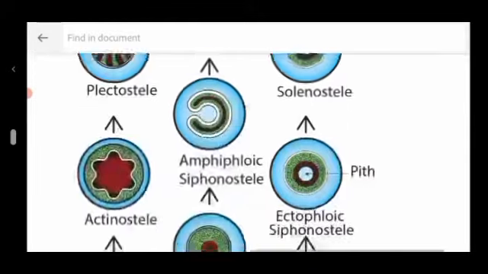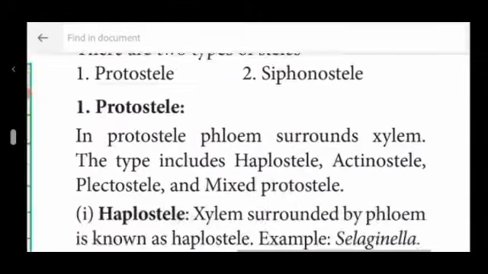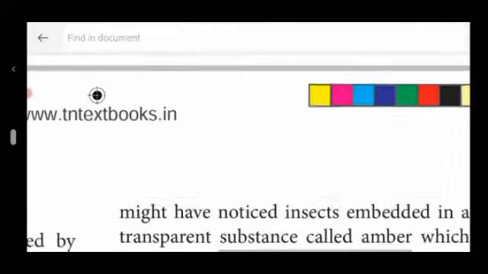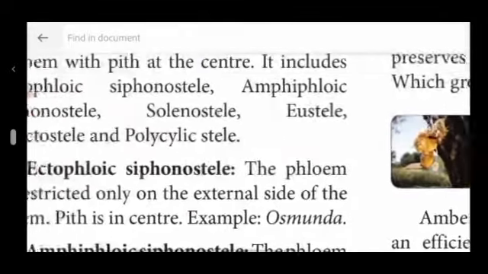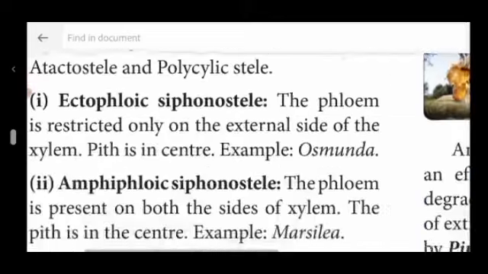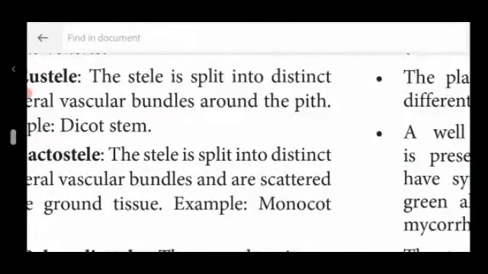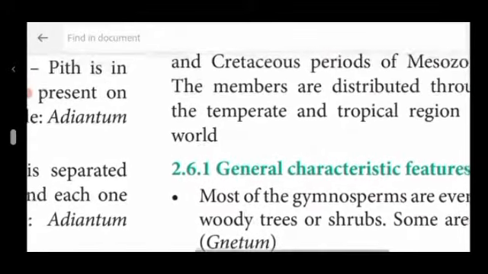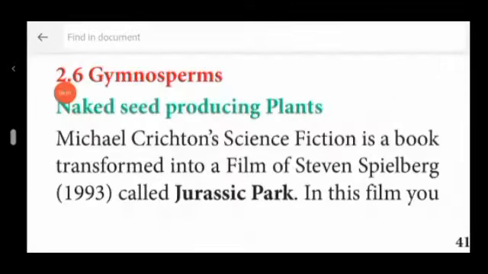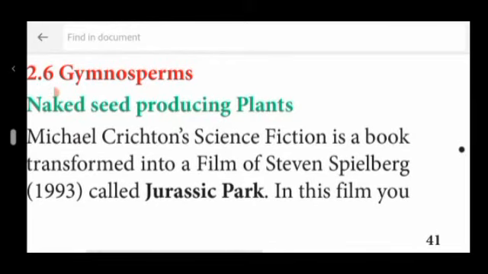Next, gymnosperms. The gymnosperms are called naked seeded plants because in these plants no ovary is present. Only the ovule is seen. The gymnosperms produce seeds which are exposed outside due to the absence of the ovary.